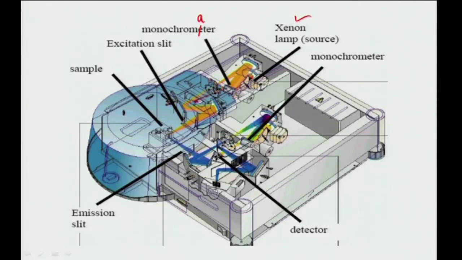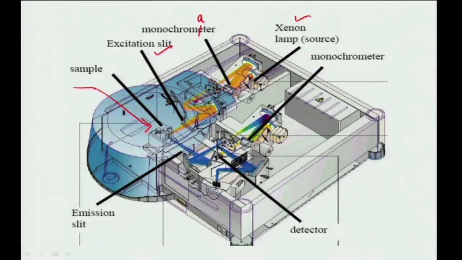this brown thing kind of gives you the path. The yellowish brown thing gives you the path of the excitation light. So it's from the lamp. It goes here. There are mirrors. The monochromator comes through. You can see this is the excitation slit, and this is your sample compartment. Can you see? This is your sample compartment, right? Okay.